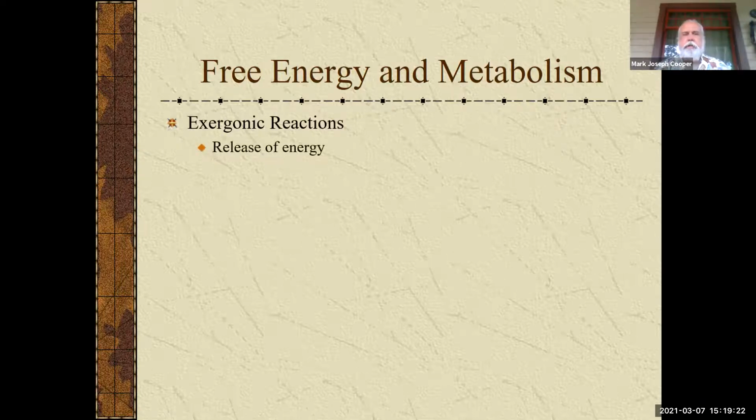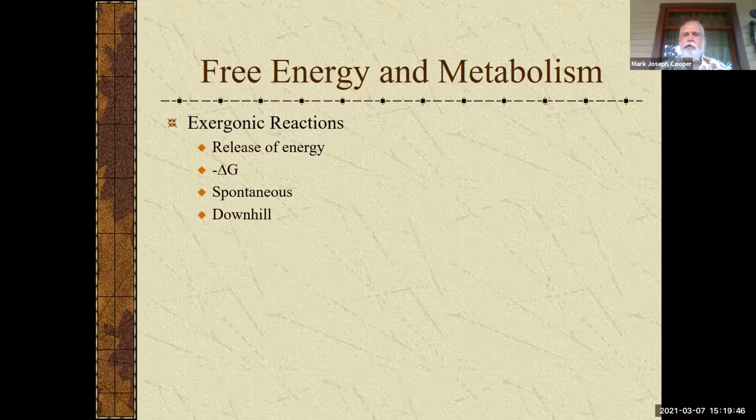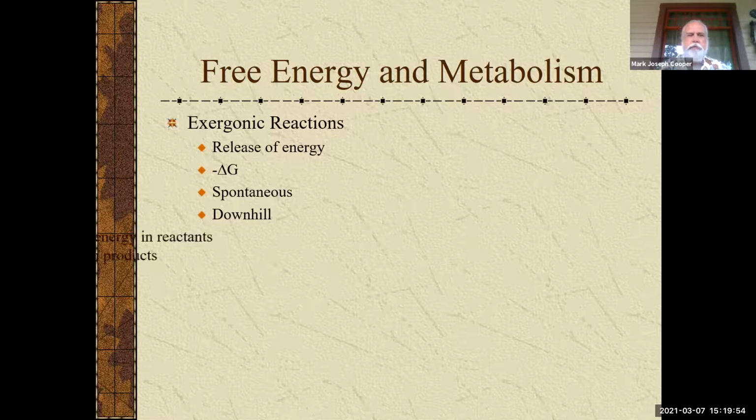I'm going to give you a bunch of terms, from the book and also from other places. When you hear these terms about reactions, you want to think of exergonic. So again, negative delta G, we just mentioned that. Spontaneous, which means that they just happen. They're spontaneous reactions. They don't require anything. They are often called downhill. Basically, there is more energy in the reactants than the products, which is the next statement.